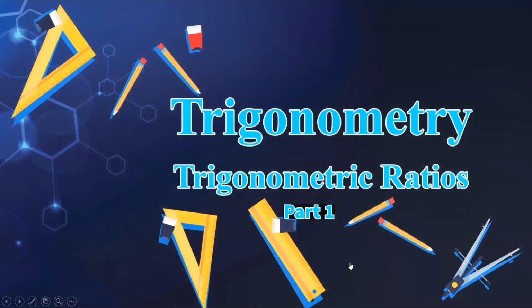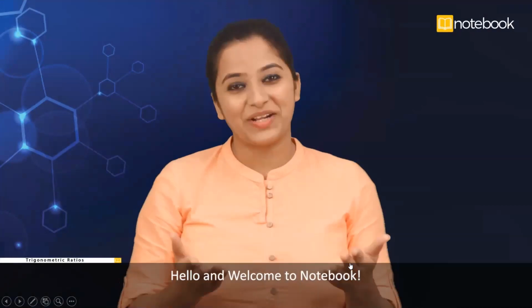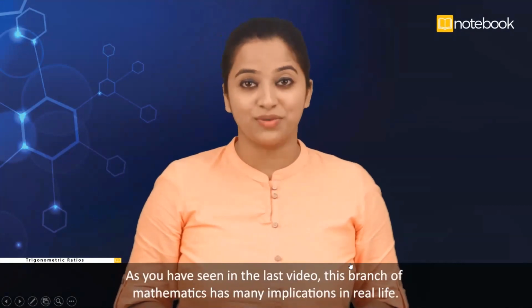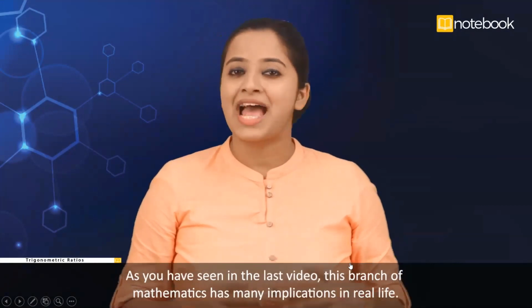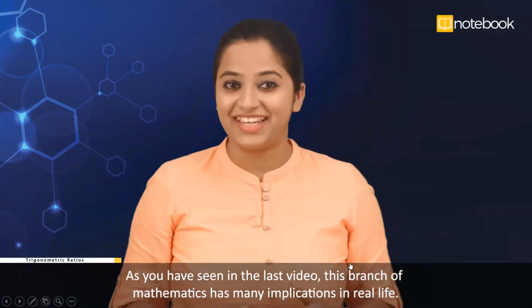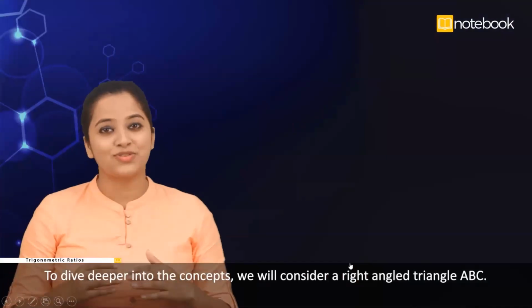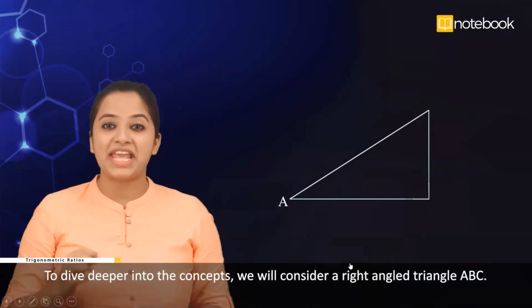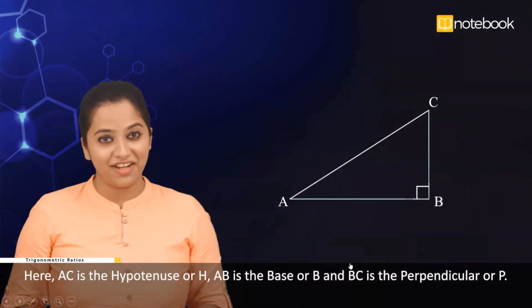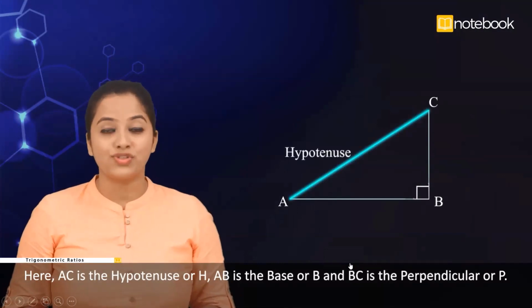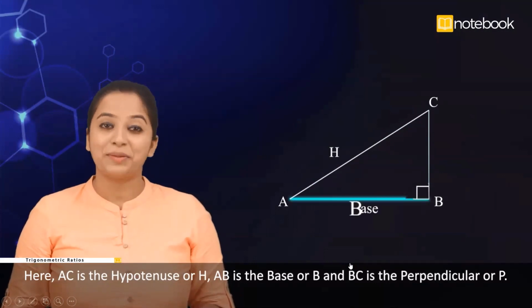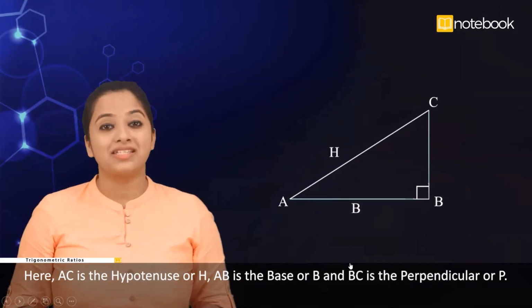Hello and welcome to Notebook. We have now been introduced to trigonometry. As you have seen in the last video, this branch of mathematics has many implications in real life. To dive deeper into the concepts, we will consider a right-angled triangle ABC. Here, AC is the hypotenuse or H, AB is the base or B, and BC is the perpendicular or P.